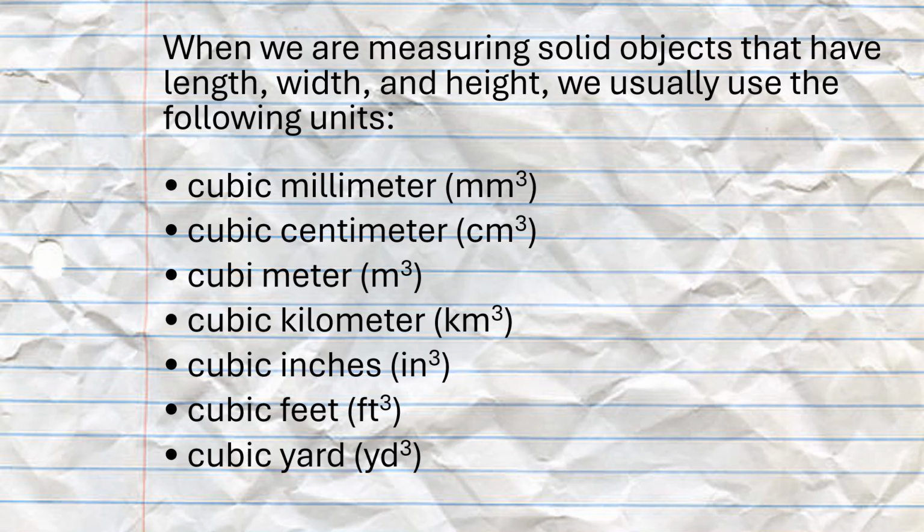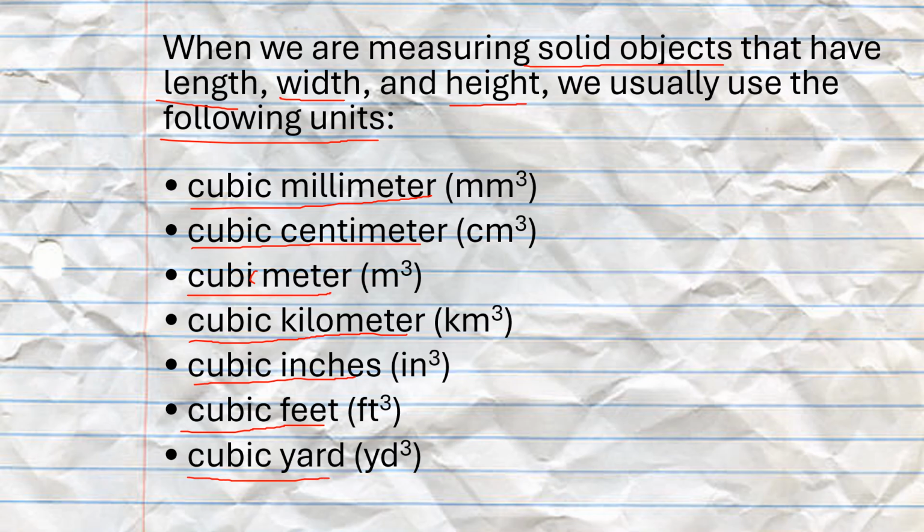Before we show some examples, let us first look into the different units of measure we can use for volume. When we are measuring solid objects that have length, width, and height, we usually use the following units: cubic millimeter, cubic centimeter, cubic meter, cubic kilometer, cubic inches, cubic feet, and cubic yard.